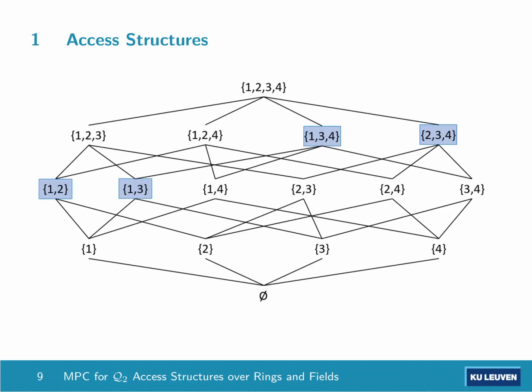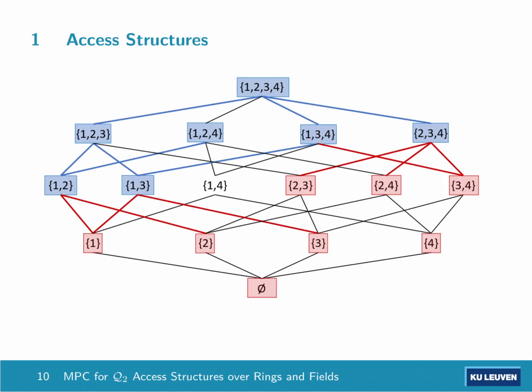Let's as an example pose that these sets definitely need to be able to retrieve the secret. This is called being qualified. Then one of the things we require from an access structure is that it is monotonous. Hence, any subset of these qualified sets cannot retrieve the secret, and any superset has to be able to retrieve the secret. If a set cannot retrieve the secret, such a set is called unqualified.